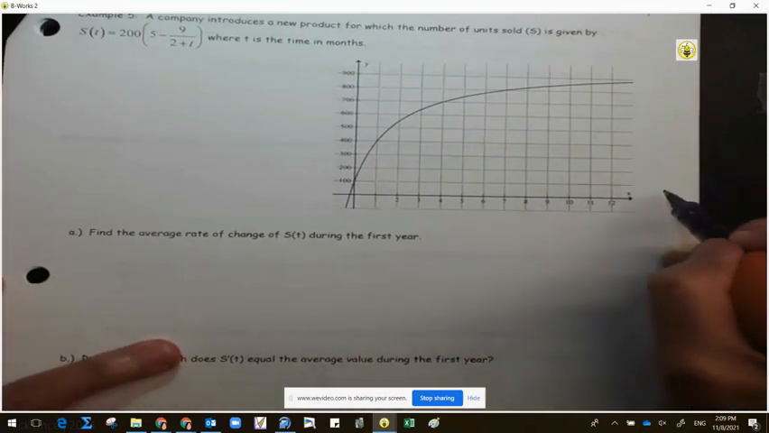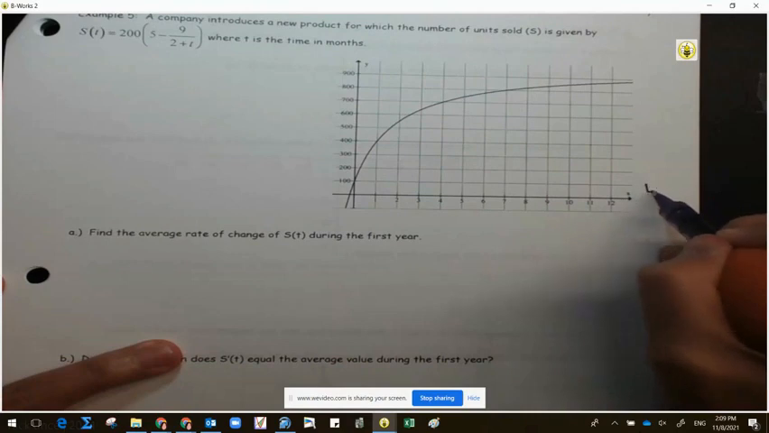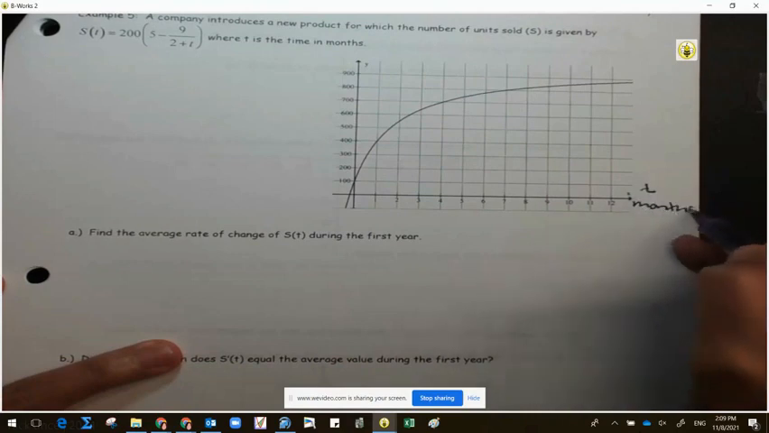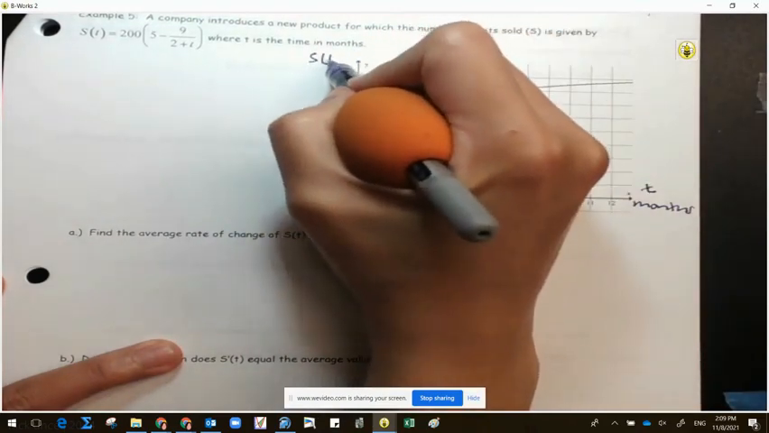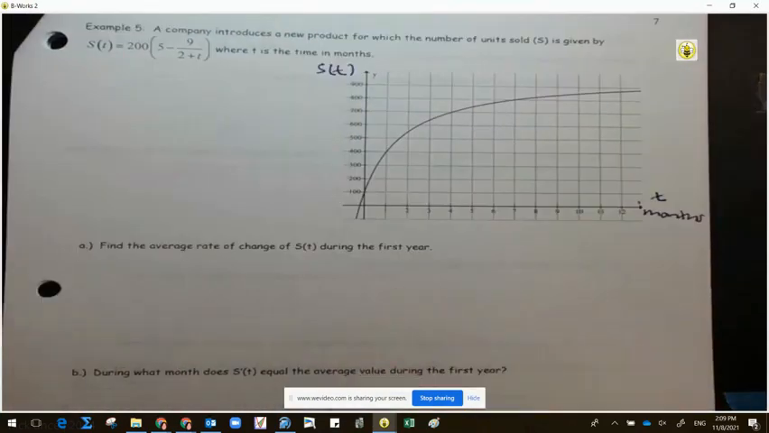Okay, let's be a little more detailed on the graph. I'm going to put on here t as in months. And for the vertical piece, let's go ahead and write for that one S of t. The amount sold.